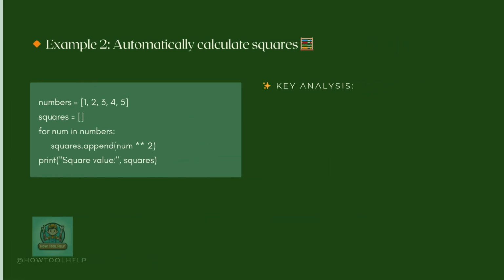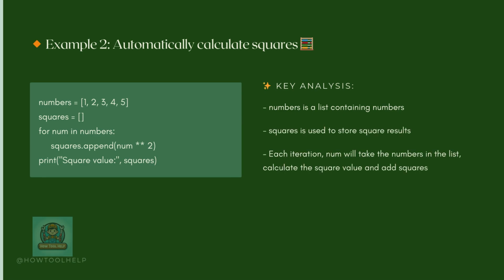Example 2. Automatic square calculation. The numbers list contains numbers, and the squares list is used to store the squared results. In each iteration, num takes a number from the list, calculates its square, and appends it to squares. Finally, print(squares) prints all the squared results.